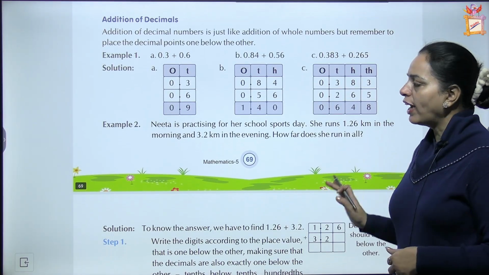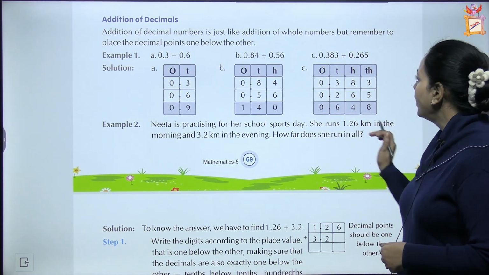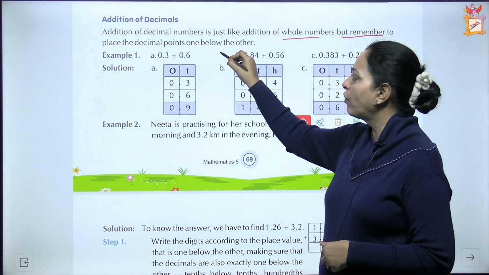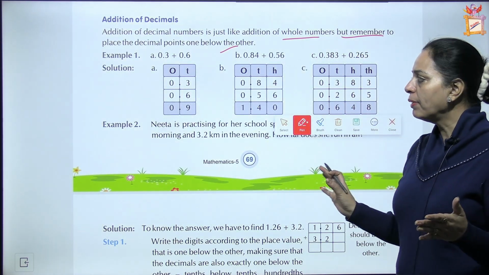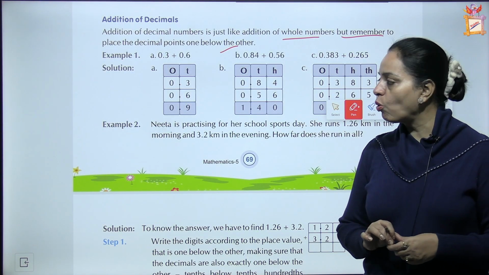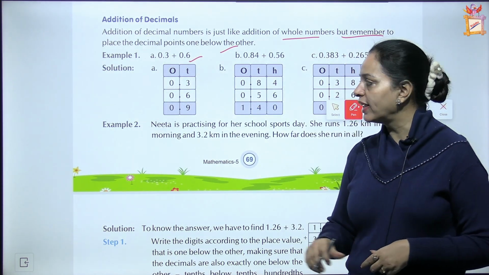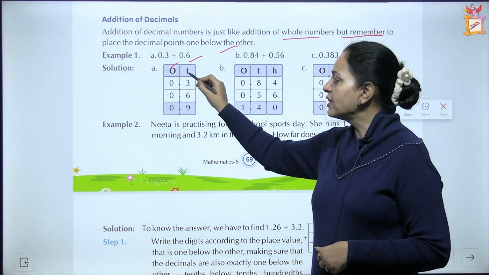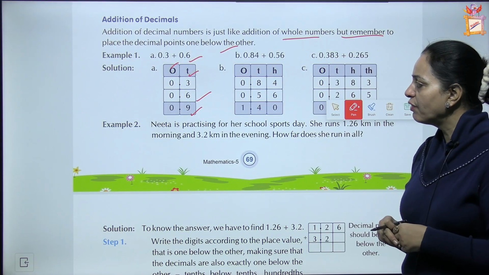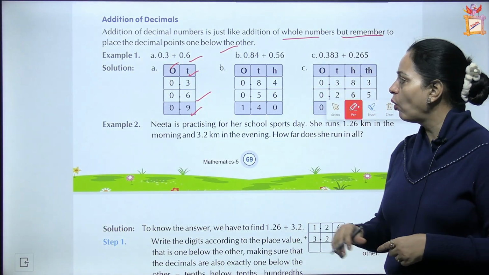Now we are talking about addition of decimals. Addition of decimal numbers is just like addition of whole numbers, but remember to place the decimal points one below the other. सिंपल जैसे हम नंबर्स को ऐड करते हैं वैसे ही करना है, बस इसमें हमें डेसिमल पॉइंट लगाना है. See example 1, 0.3 plus 0.6. So here 1st digit and 10th digit 0.3, 0.6. Add 10th digit first, 3 plus 6 is 9 and 0 here answer is 0.9.